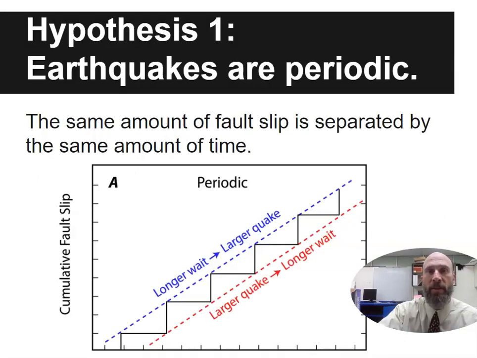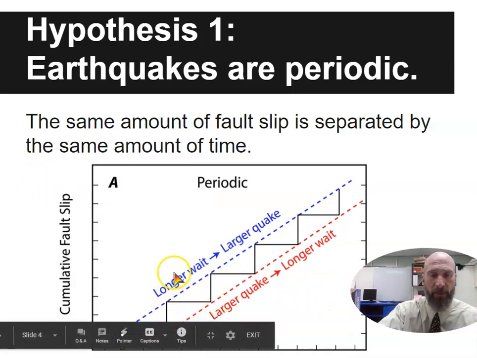So we're trying to predict when these earthquakes will occur. There's a few different hypotheses. One of them is that they're periodic, okay? And we're going to look to see which one of these is really the most accurate. The first one is that they're just periodic, and that means that the same amount of fault slip is separated by the same amount of time.